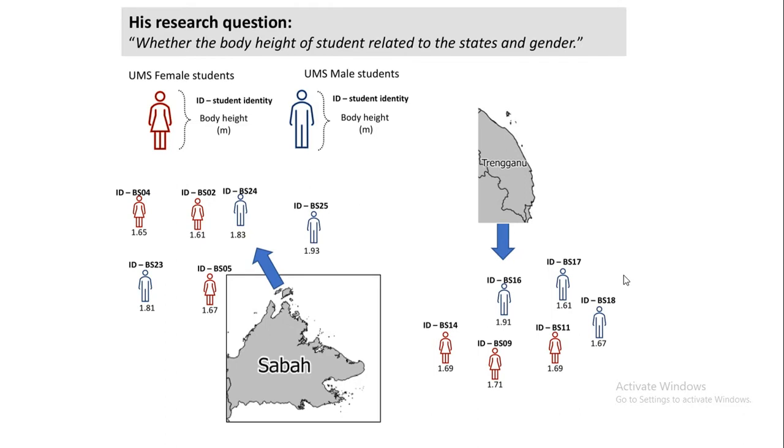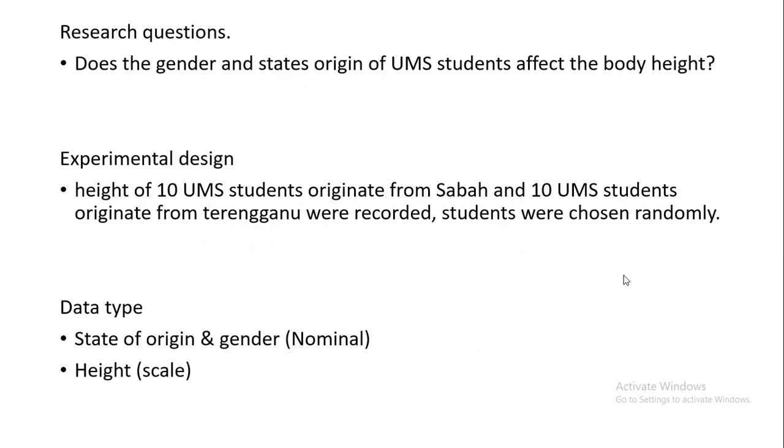So to correct this research question, I came up with a new one. Mine is, does the gender and state of origin of UMS students affect body height? The experimental design is, the heights of 10 UMS students originating from Sabah and 10 students originating from Terengganu were recorded. The students were chosen randomly. As for the data type, the state of origin and gender are nominal, and the body height is scale data.